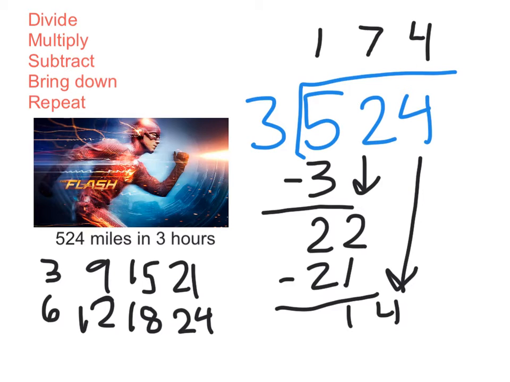And then 3 times 4 is 12. So I'm subtracting 12, which gives me 2. There's nothing left to bring down, so my 2 now becomes my remainder.